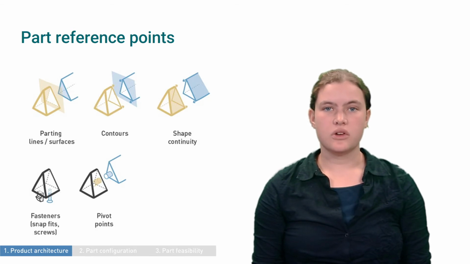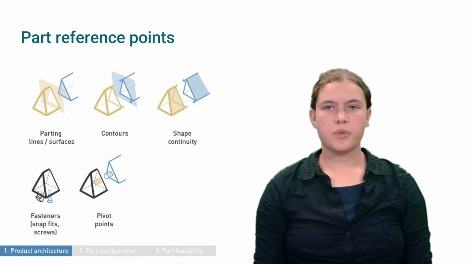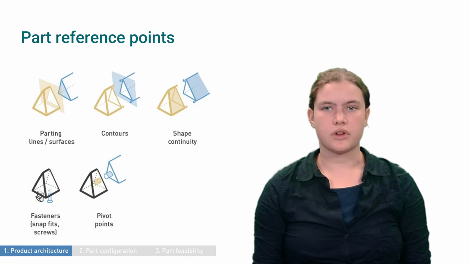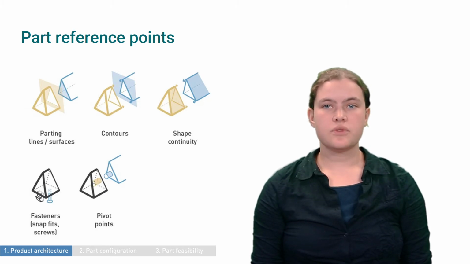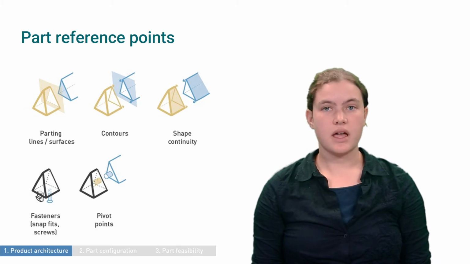We will now take a look at the part reference points. Here you want to find how the part relates to other parts in the product. This goes beyond just screws and snap fits. The image shows a number of ways in which parts can match or relate. This can be through connections and physical interfaces, but also through similar shapes. This will help to make your part fit with overall geometry, assembly and function.